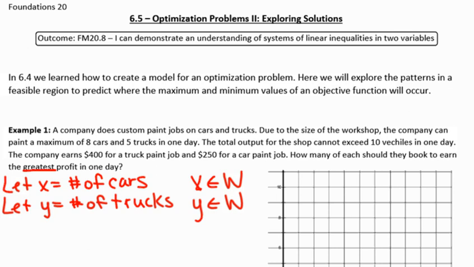Our objective function in terms of profit. So I want the greatest profit. So P equals, let's go find our terms of money in this question, $400 for a truck, $250 for a car. We need to write that in terms of a function. So 400 for a truck, and we said y was our trucks, plus 250 per car.